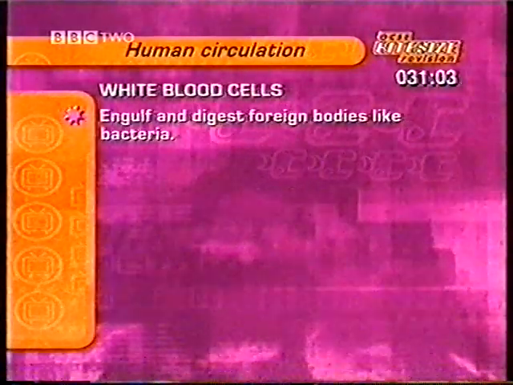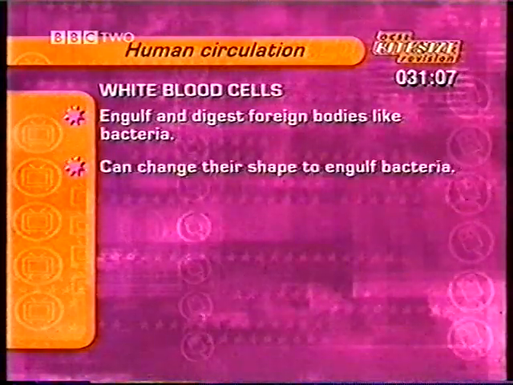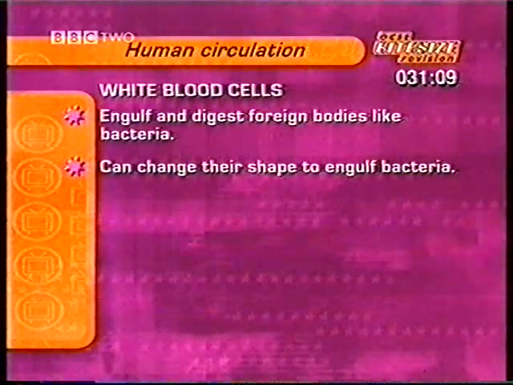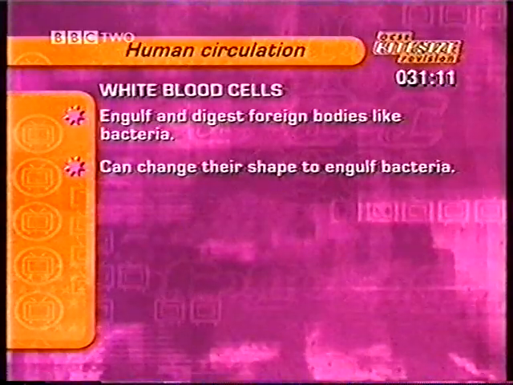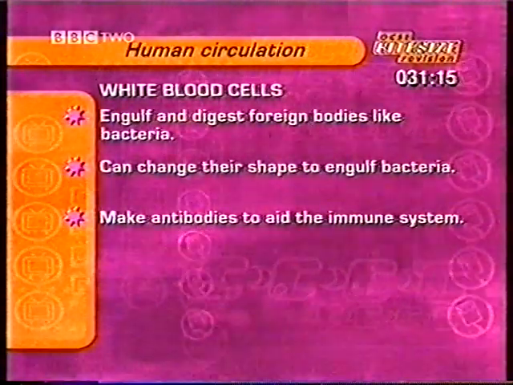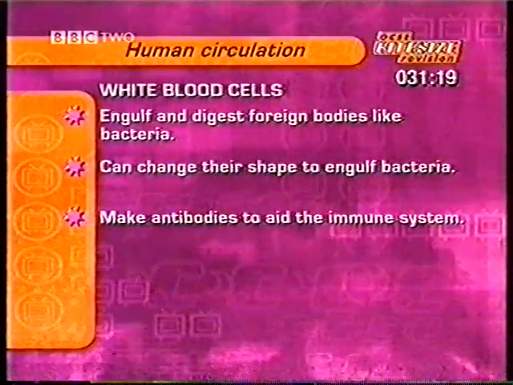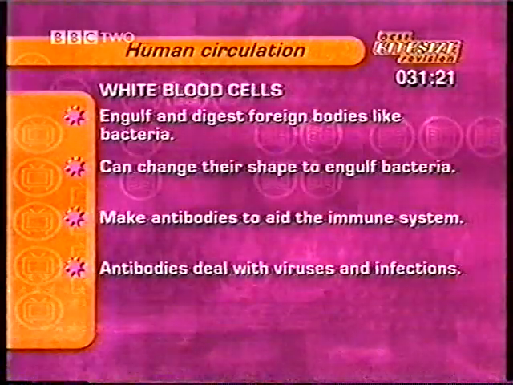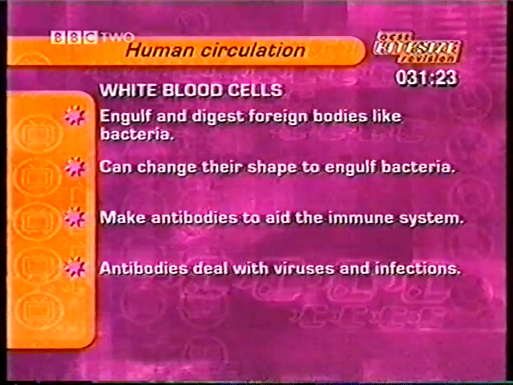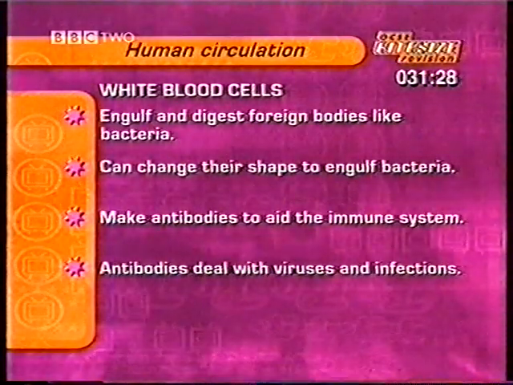White blood cells engulf and digest foreign bodies like bacteria. They are adapted to their function because they change their shape to flow around bacteria. White cells also make antibodies to aid the body's immune system. Antibodies fight threats from viruses and infections from outside the body. The next clip explains how antibodies and the body's immune system works.